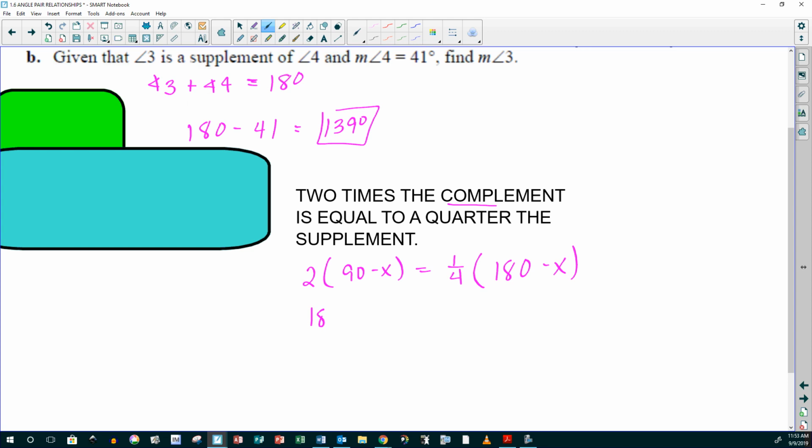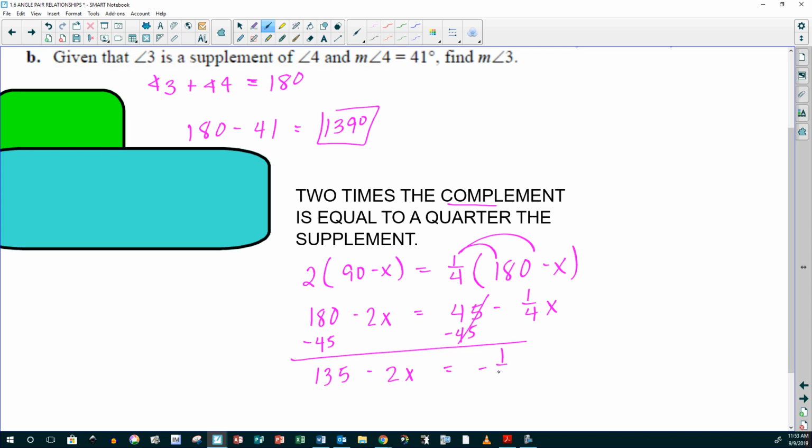So this would be 180 minus 2x. Let's see, 180 over 4. I don't know if that goes in evenly. So 1/4 of 180 is 45 minus 1/4 x. Got to distribute to both pieces. So what I'm going to do is subtract 45 from both sides. So now I've got 180 minus 45. So that gives me 135 minus 2x equals negative quarter x.